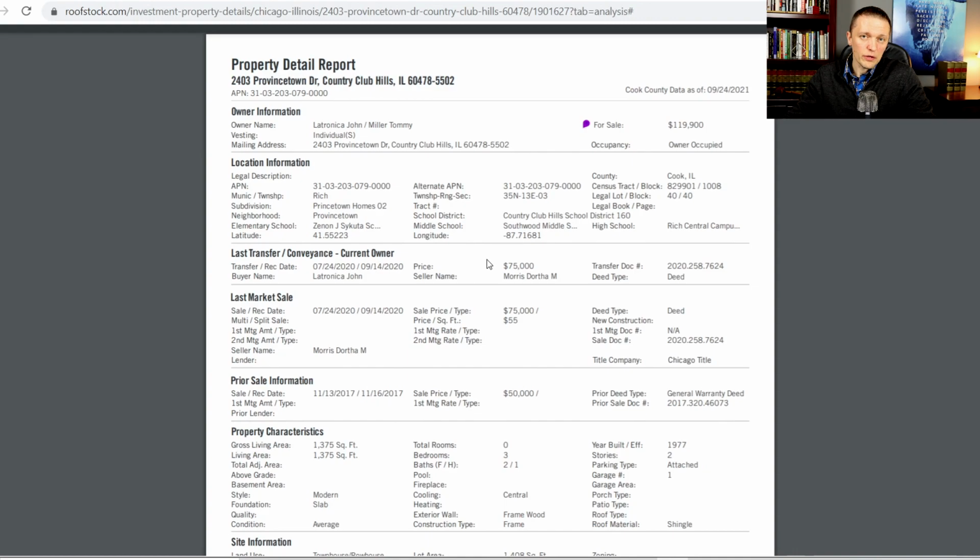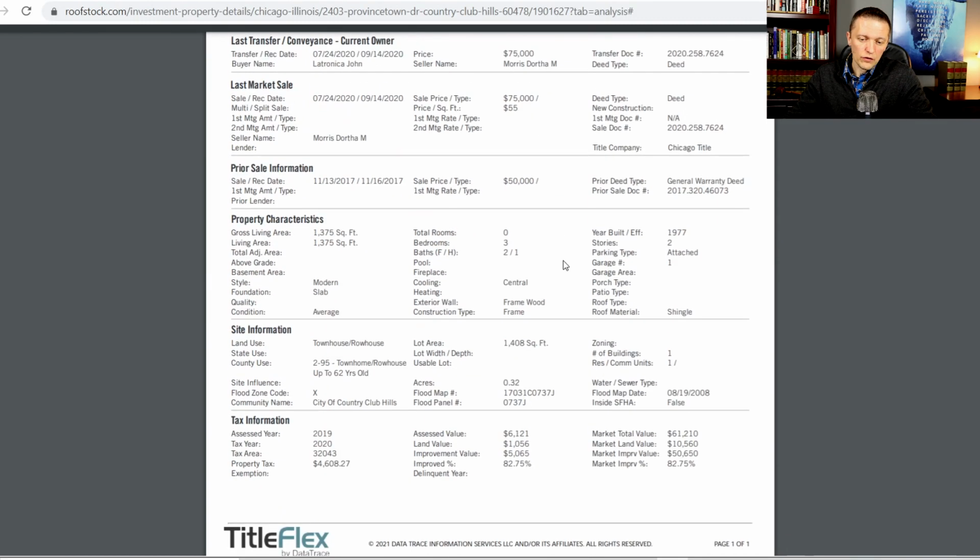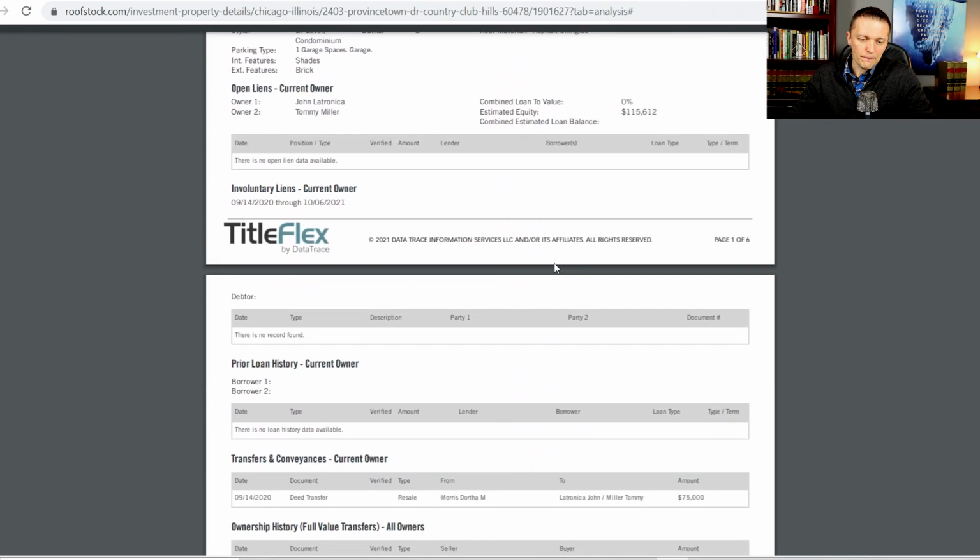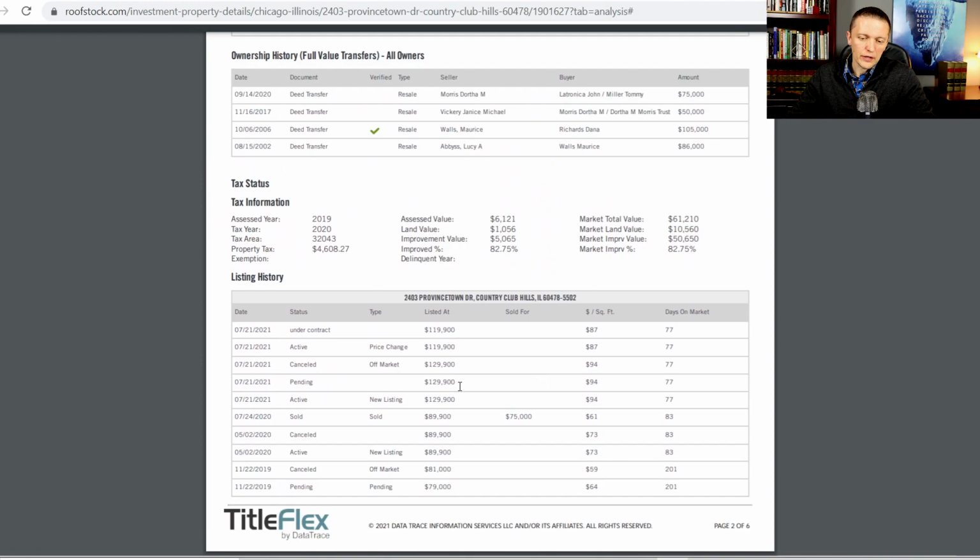Now, it's not clear to me whether they did any renovations to the property. It's possible that they did. This may be another flip of sorts, but it looks like they bought it for a pretty good price a little less than a year and a half ago. If you keep scrolling down to the bottom, you will see some information about this property being listed and sold on the market. And here's something interesting.